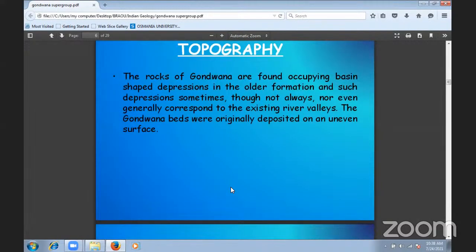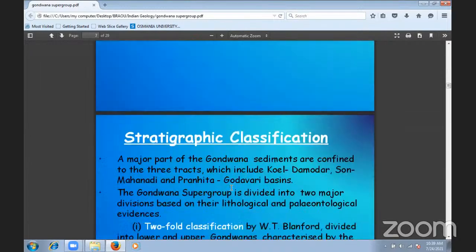The rocks of Gondwana are found occupying the basin-shaped depressions in the boulder formation, and such depressions generally correspond to the existing river valleys. Yes, definitely. Example, the Godavari river basin. Along this Godavari river basin the Gondwana beds were originated, and from the mineralogical point of view, we can see more mineral deposits were formed along this basin.